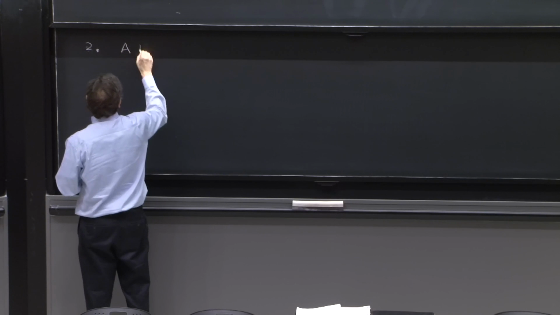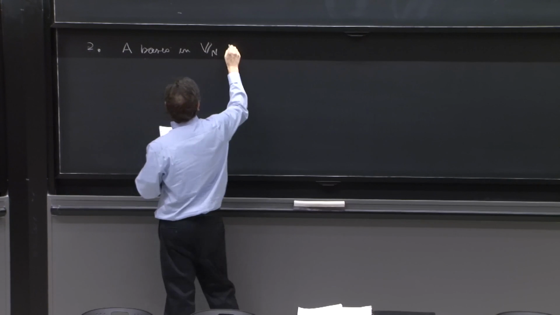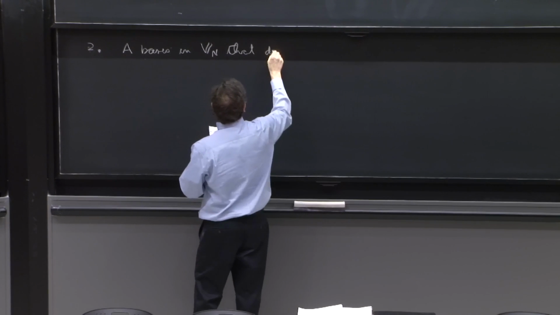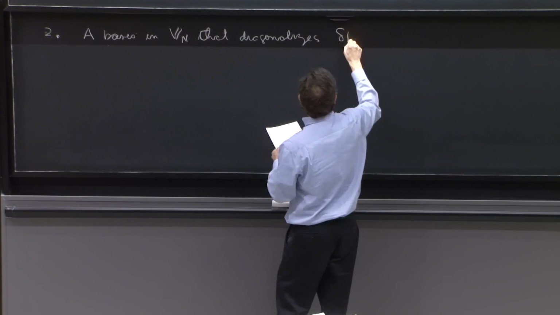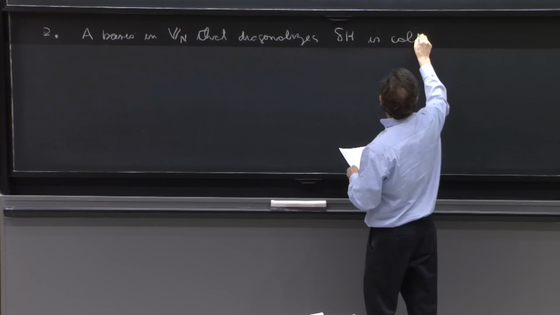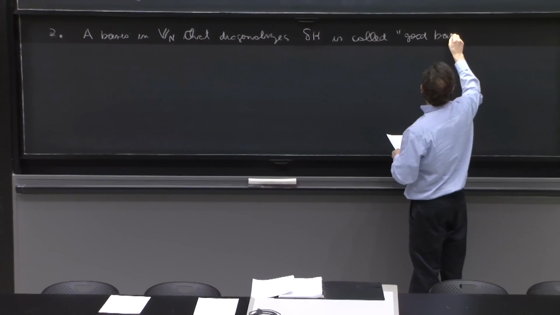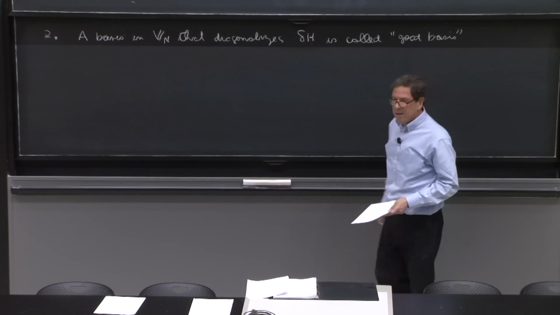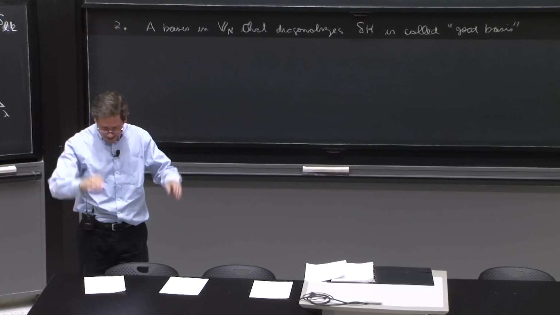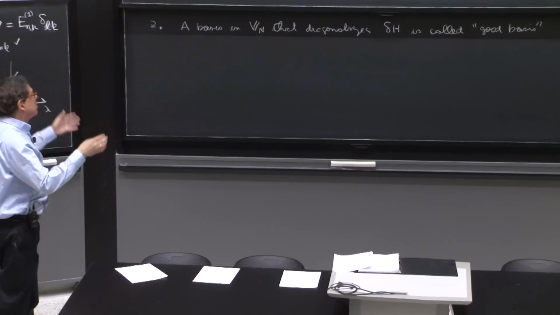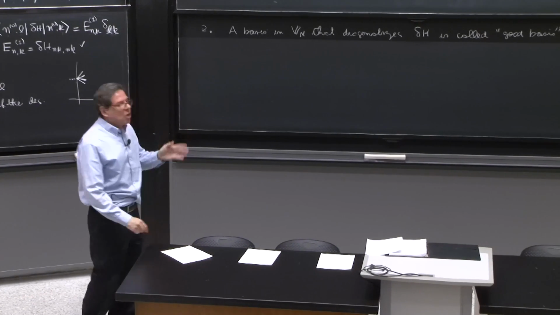A basis in Vn that diagonalizes delta H is called a good basis. So good, bad, it's kind of easy to relate to those things. So it's good. It gives you the answer. So we'll call it a good basis.